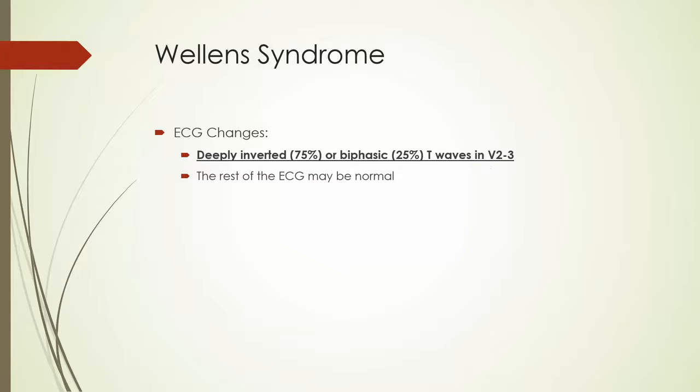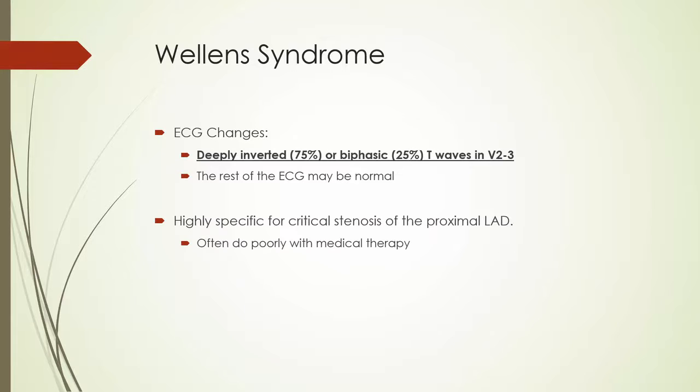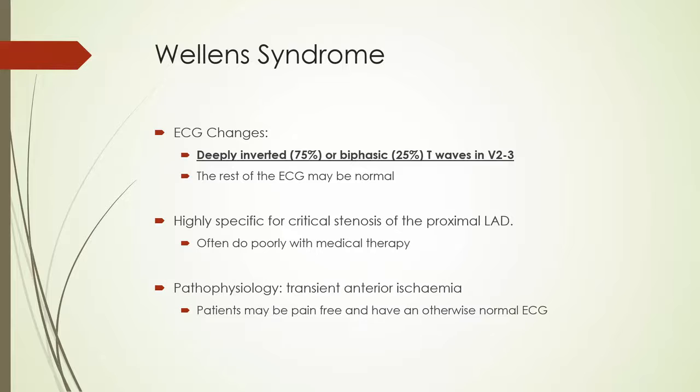It's important to understand the rest of the ECG might be normal, so this might be the only change that you see. There might not be any ST segment elevation or depression. However, even just these T wave changes is highly specific for critical stenosis of the proximal left anterior descending artery. And these patients often do poorly with medical therapy. So most of these patients you'll need to discuss with the cardiology team to determine the most appropriate intervention.